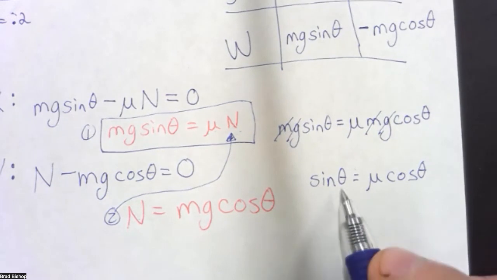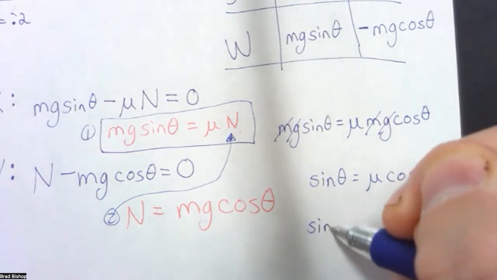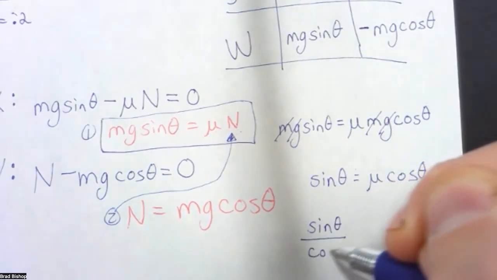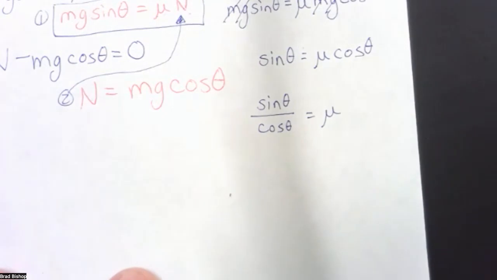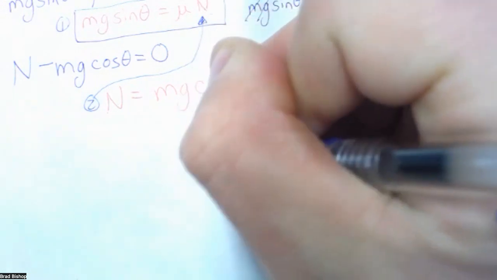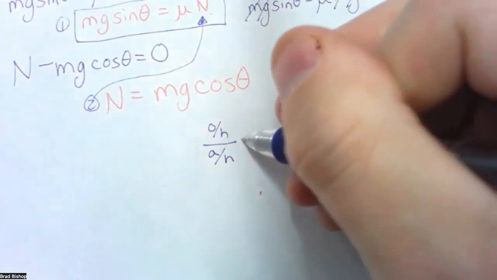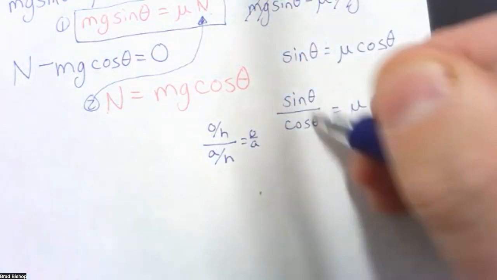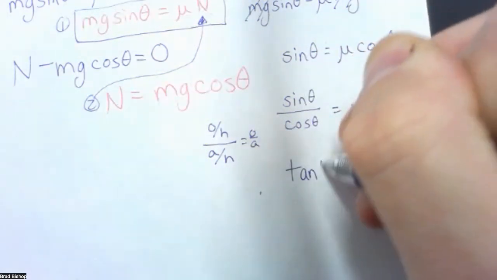Well, we were looking for the unknown angle, so let's move the angle all to one side. Sine theta over cosine theta equals mu. And maybe you remember, maybe not, but sine over cosine is opposite over hypotenuse divided by adjacent over hypotenuse. That simplifies down to just what? Opposite over adjacent. Sine over cosine is one of our identities. That's just tangent of the angle.